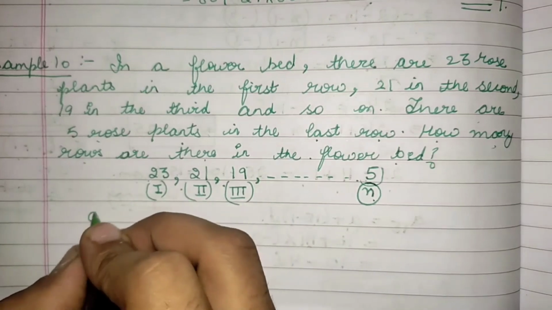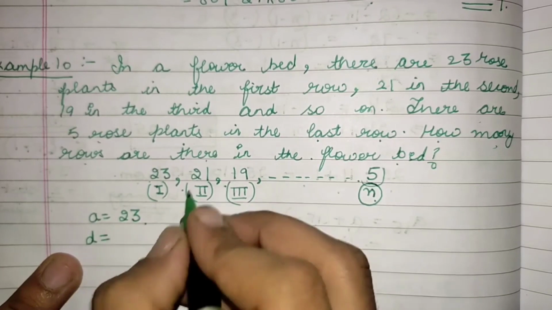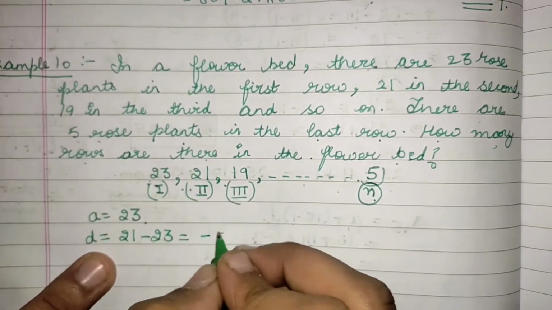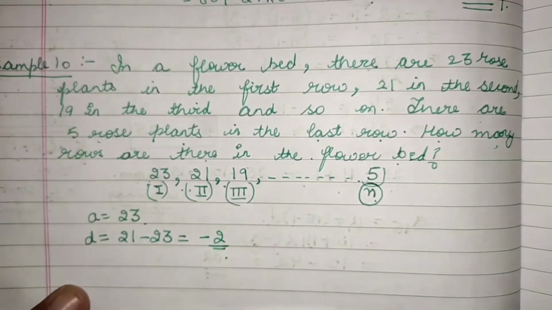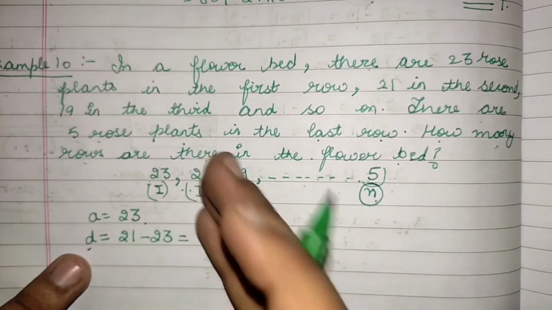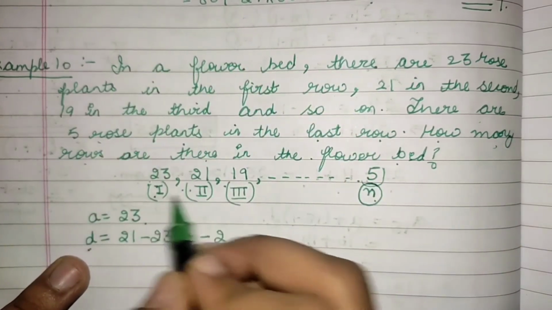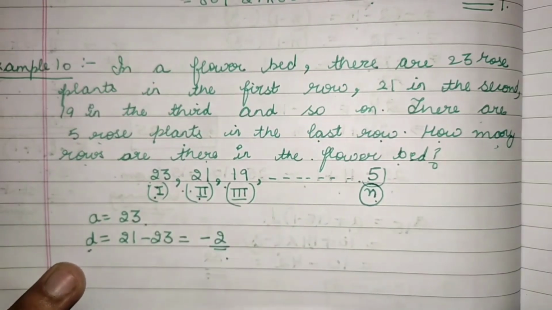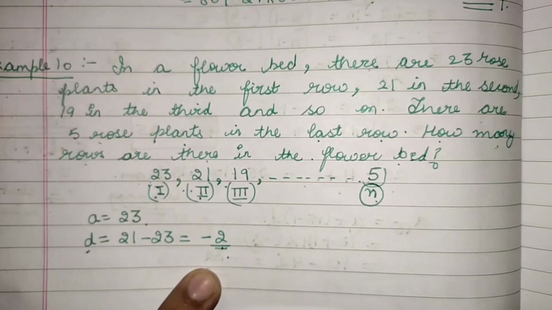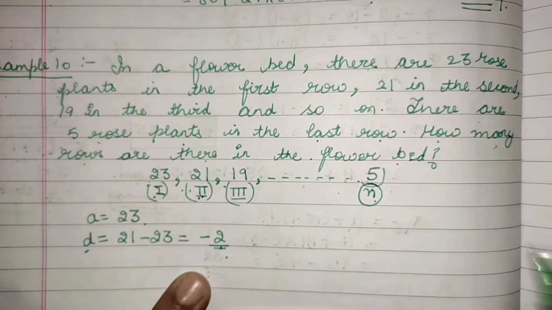So let us first decide the value of A. A is 23. Common difference D is 21 minus 23, so my answer will be minus 2. Always remember this while finding the common difference: you have to subtract the lower term from the higher term. That means the first term will always be subtracted from the second term, whether my common difference is positive or negative.